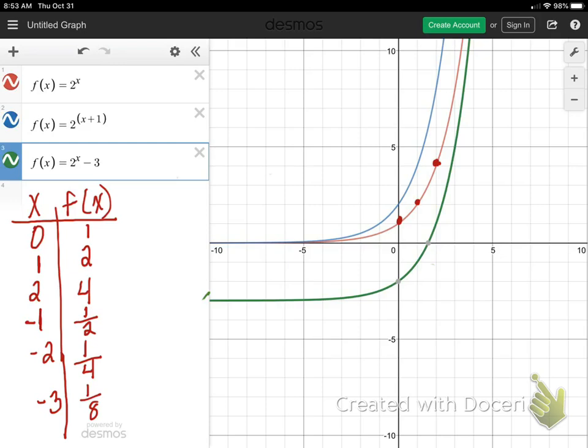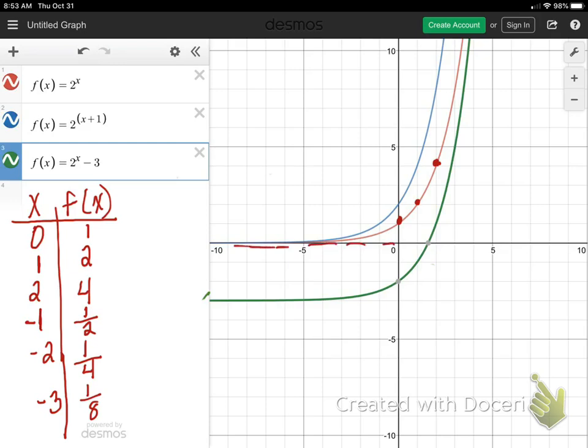Negative 1, negative 2, negative 3. What is happening to my fraction here? It's approaching 0. Does it ever touch 0? No, okay? So this red line right here keeps going and going and going. It gets closer and closer and closer to 0, but it never hits it. It's just approaching 0.